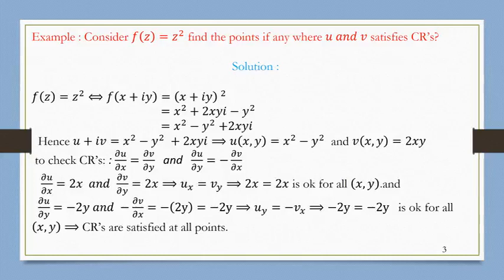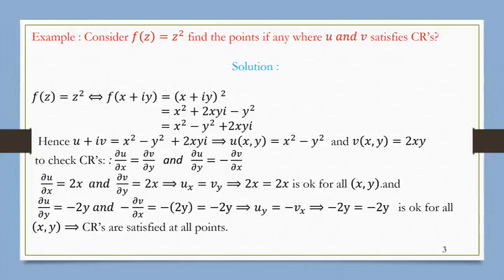So the function u is equal to x² − y², because this is the real part, and the imaginary function v(x,y) is equal to 2xy. Now find the derivatives of the function. We start with ∂u/∂x, which is equal to 2x, and the derivative ∂v/∂y is equal to 2x. So the condition 2x = 2x holds for all points x and y in the complex plane.